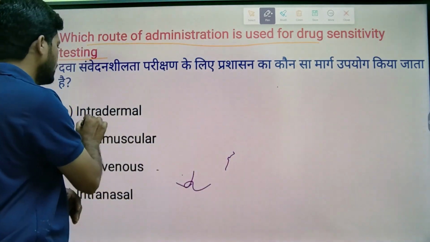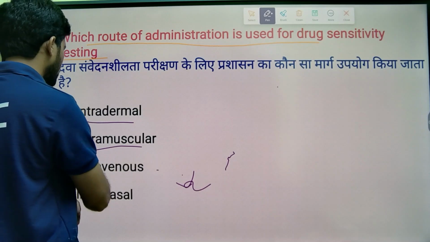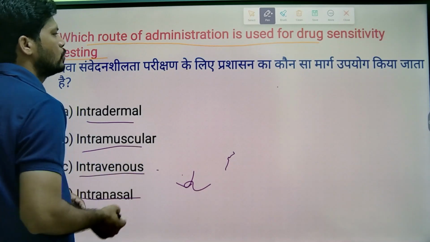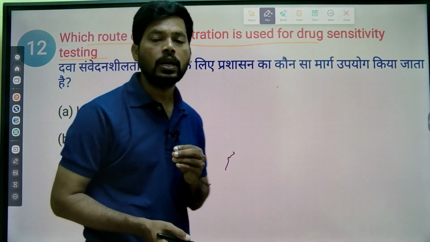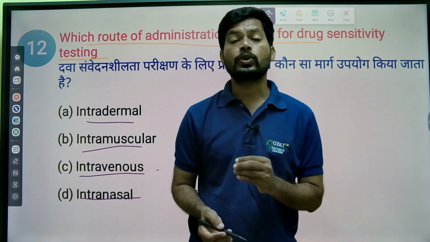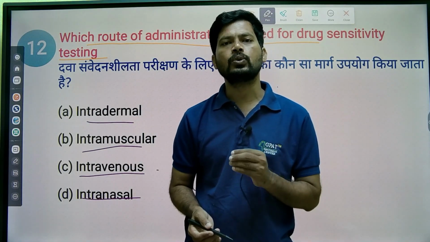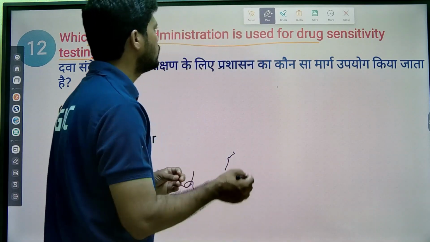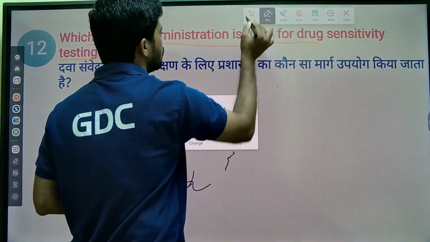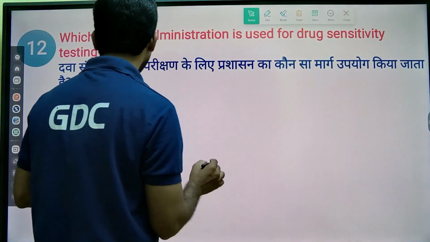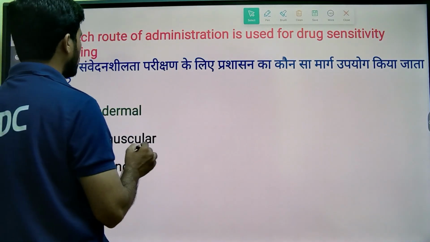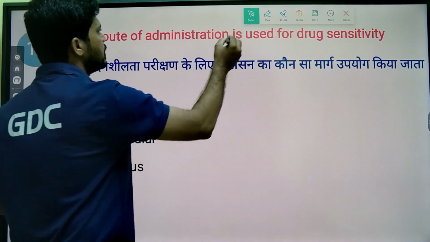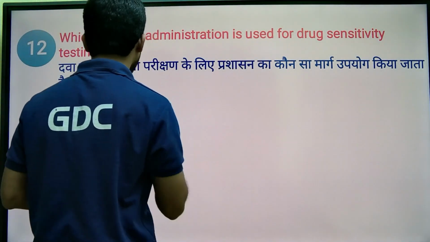So the options are intradermal, intramuscular, intravenous, intranasal. The intradermal route is useful for the skin sensitivity test to determine how sensitive the skin is, and if the skin may produce allergic reactions. The skin sensitivity test is performed at very low doses to know how the skin is reacting to a particular class of drug. The answer is intradermal.